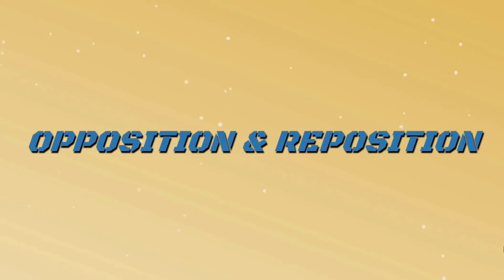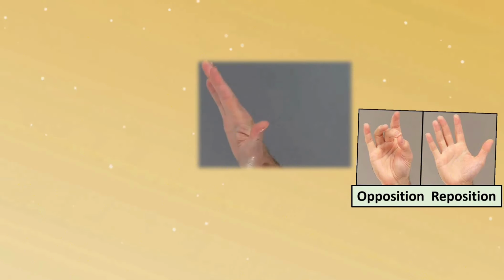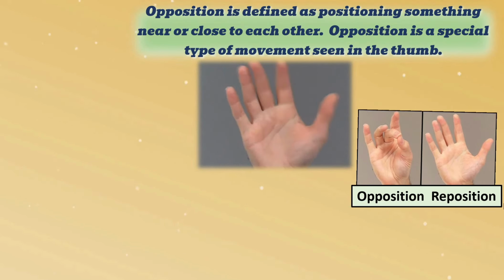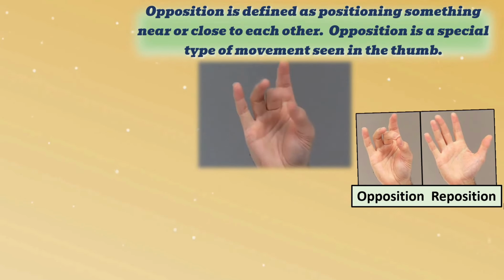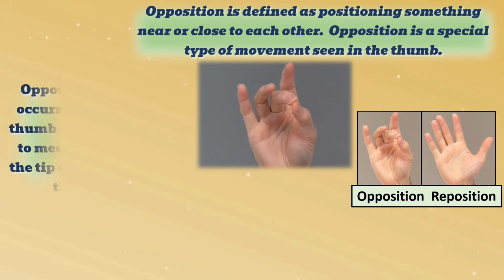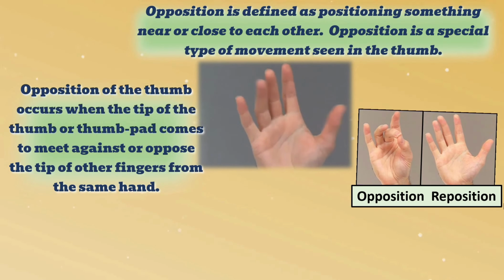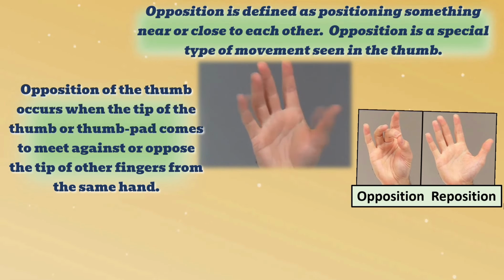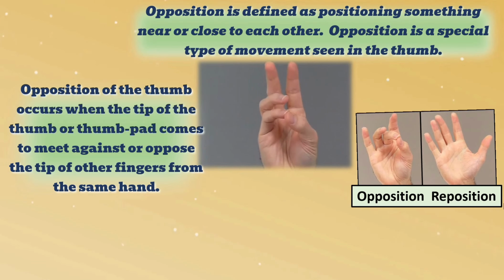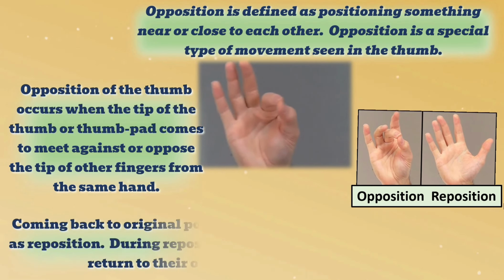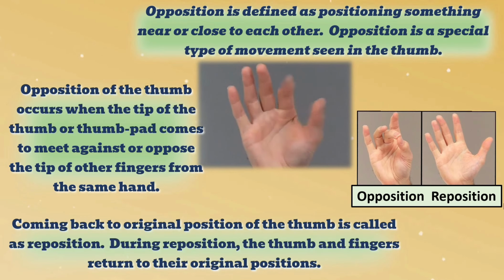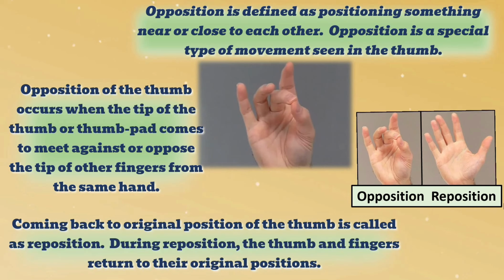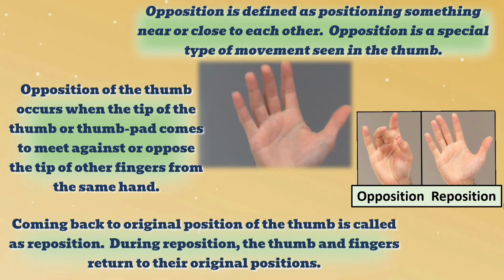What is opposition and reposition? Opposition is defined as positioning something near or close to each other. Opposition is a special type of movement seen in the thumb. Opposition of the thumb occurs when the tip of the thumb or thumb pad comes to meet against or oppose the tip of other fingers from the same hand. Coming back to the original position of the thumb is called reposition. During reposition, the thumb and other fingers return to their original positions.